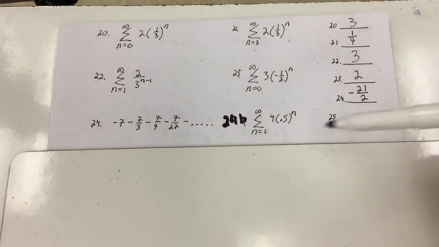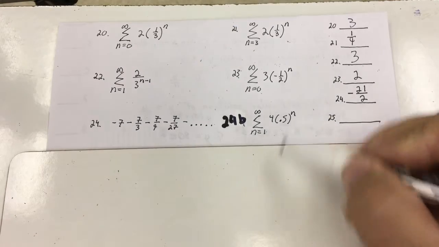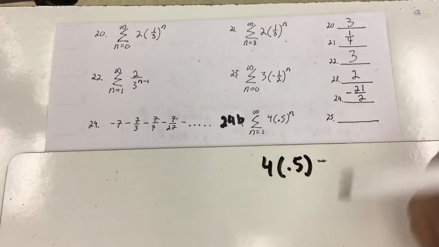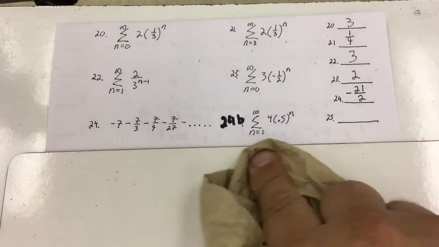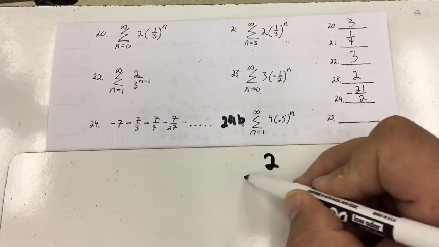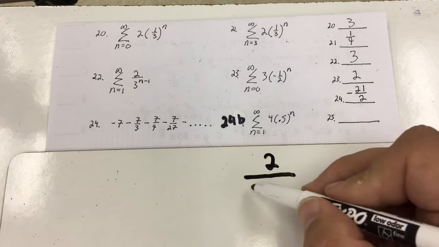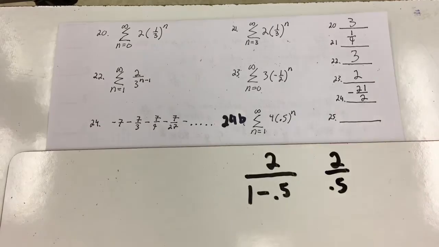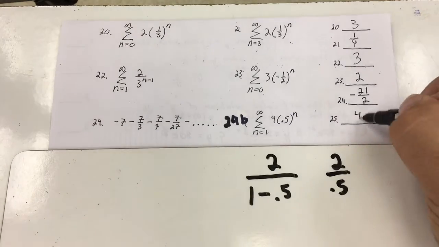Little typo, I wrote 24 down twice, so I'm just going to do this one as a little extra tidbit. I'm going to plug in the 1. That's going to give me 4 times 0.5 to the first power. That means my first term is not 4. It's very misleading sometimes. My first term is 4 times 0.5, which is 2. It's geometric, and its common ratio is less than 1, so it's going to be 1 minus 0.5. So this is going to give me 2 over 0.5, and that's going to give me a sum of 4.